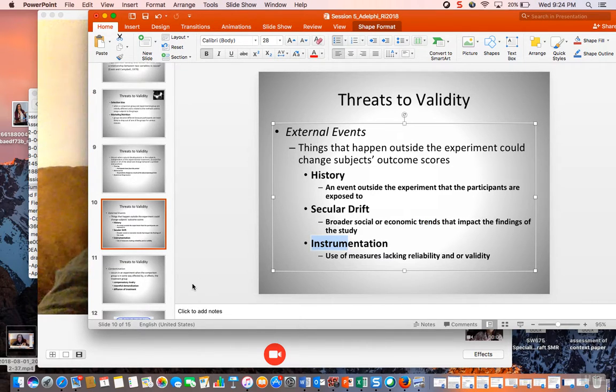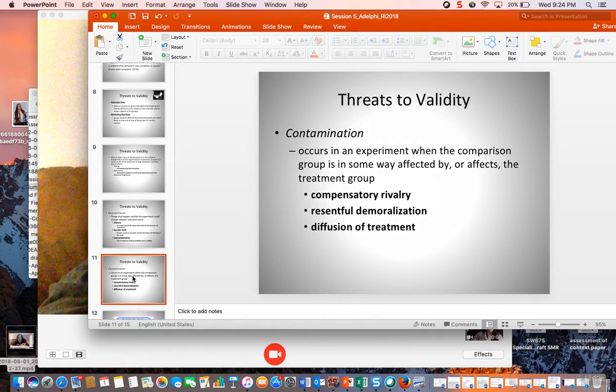Instrumentation: if I use a measure that lacks reliability and validity, that would be a threat to internal validity, and that would threaten the whole experiment. Other things can be when the comparison group is in some way affected by or affects the treatment group.